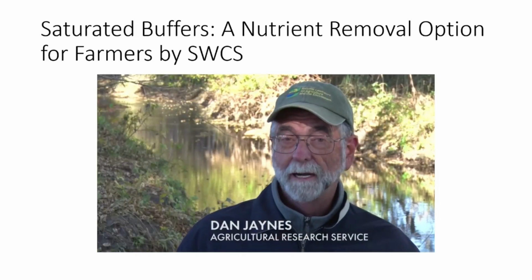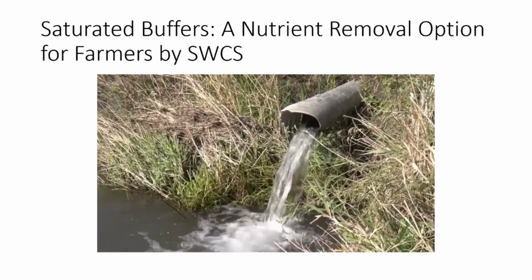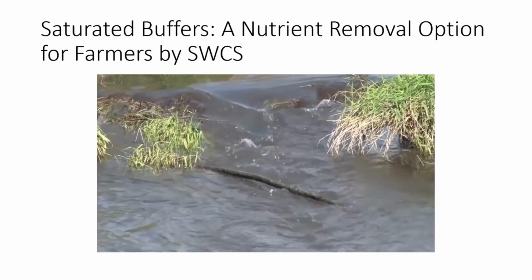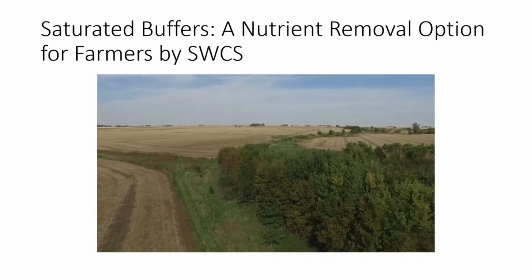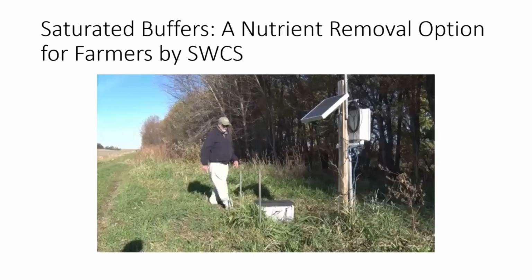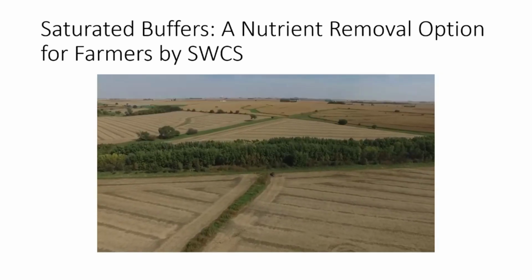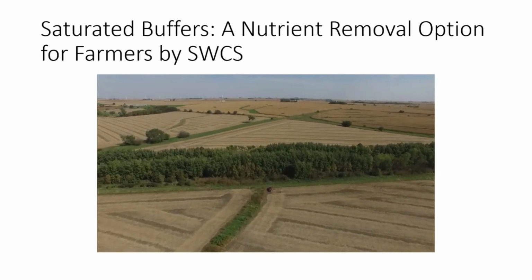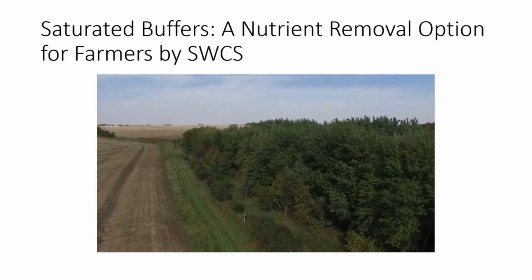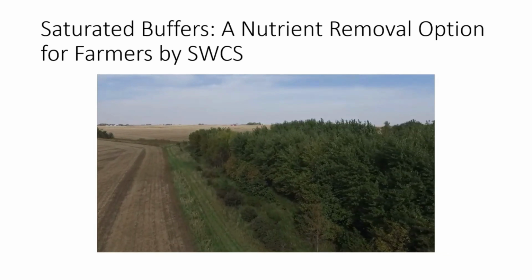Saturated buffers is probably our newest tool for removing nutrients, especially nitrate, from tile drainage water before those nitrates get discharged into our surface waters. A saturated buffer is essentially our attempt to take a riparian buffer that may already be in place and make it perform better as far as removing nutrients from the water. In a tile drained landscape, typically we take our tile drainage and route it right through those riparian buffers. What a saturated buffer does then is intercept some of that tile drainage and inject it as shallow groundwater along the top of the buffer.